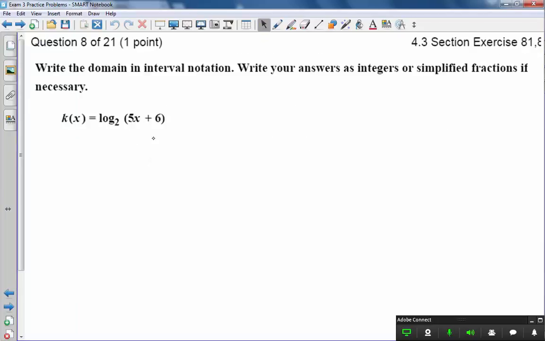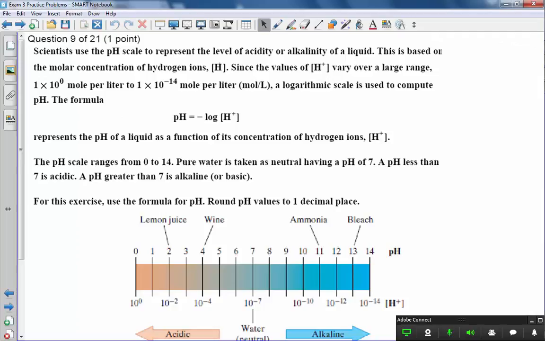This question is a domain finding question. As you know, logarithms do not work with all numbers. Only special values inside can be computed. And we are going to take a look at what x values make this work. And you need to write the answer in interval notation.